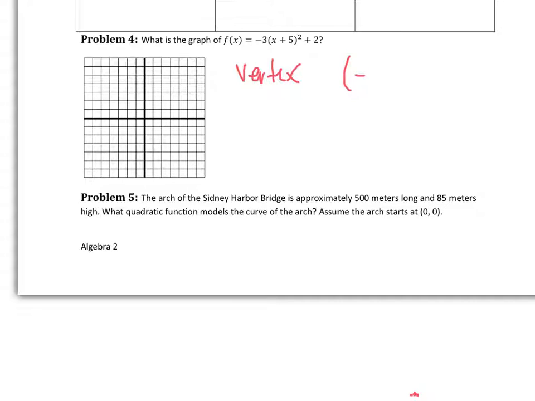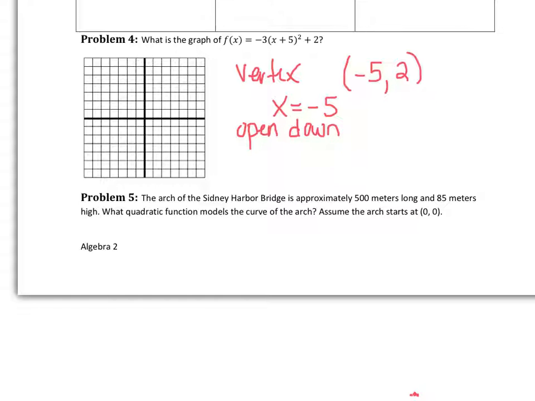H in this case is -5 and K is +2. So I know that's my vertex. I know my axis of symmetry is the line x equals -5 because it's x equals h. And I also know another thing about my graph. I know it's opening down. So those are really some key things to be aware of.